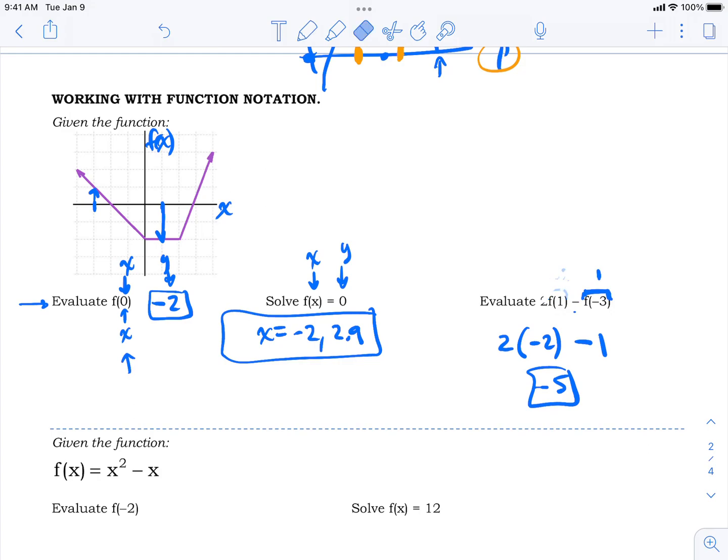It's almost, in some sense, like having parentheses. Go figure out what f of 1 is. Go figure out what f of -3 is. Then you can try to figure out what the whole thing is, right? Kind of do those things first.